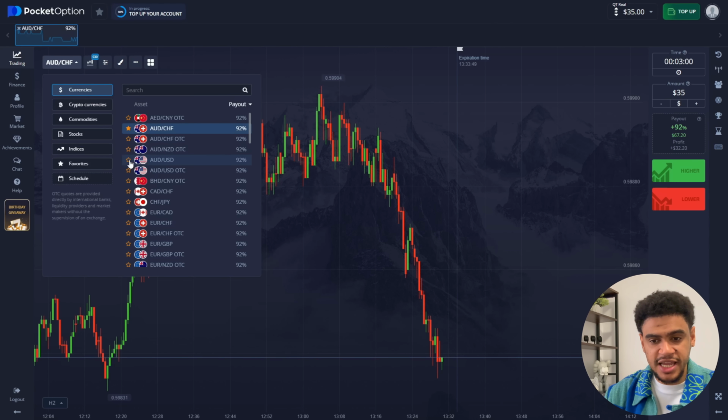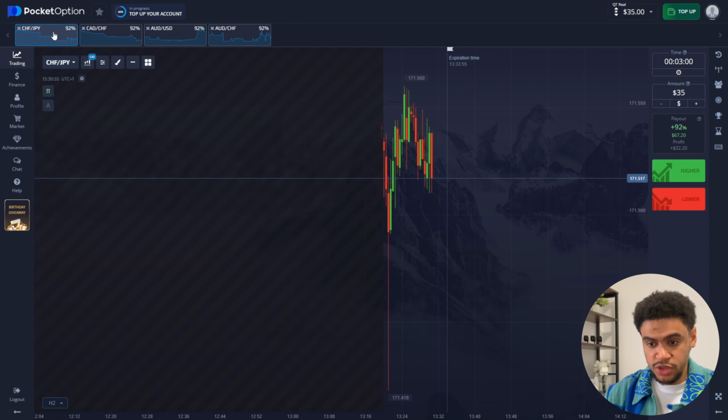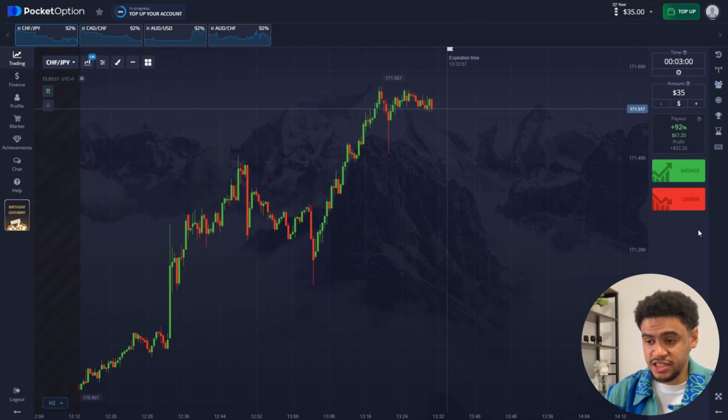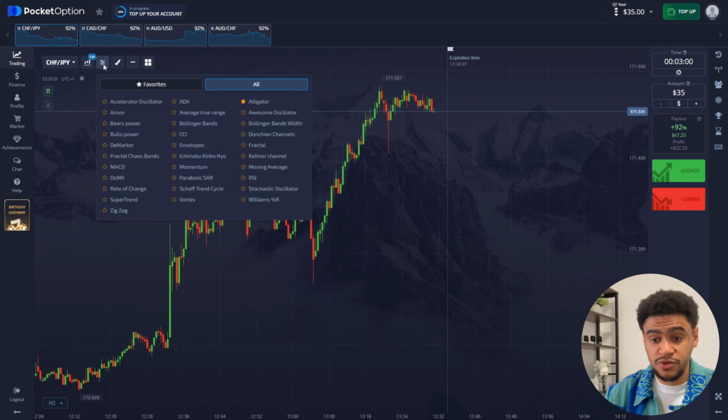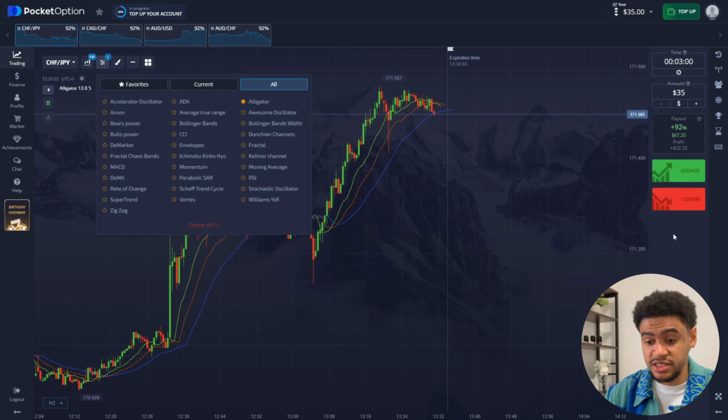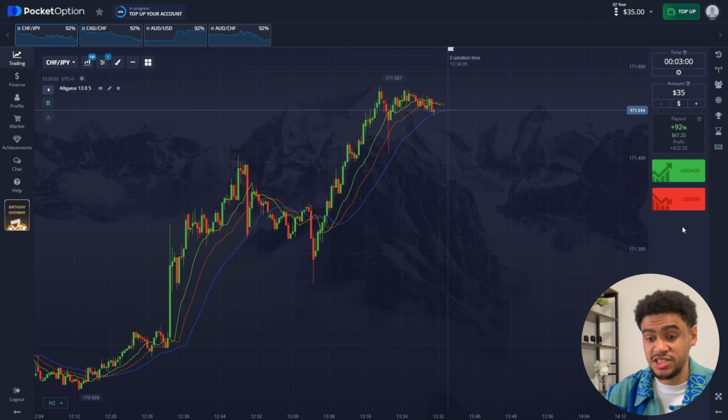Let's select some trading assets. We have quite a few at 92% today, which is very good. We're going to start with Swiss franc, Japanese yen, and the last thing that we need is an indicator. For today it's going to be alligator, a great indicator which will help you place your trade and see the direction of the trend. And immediately I see a possibility here.